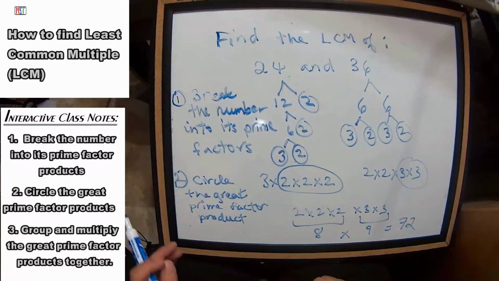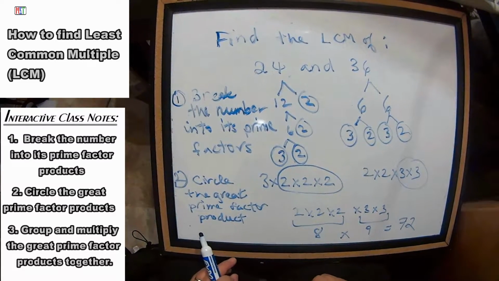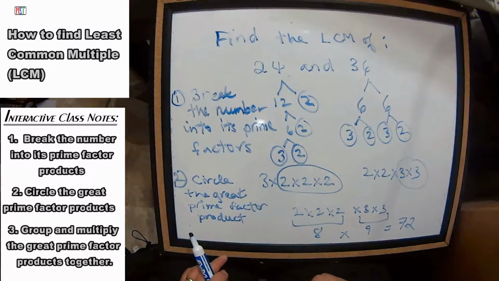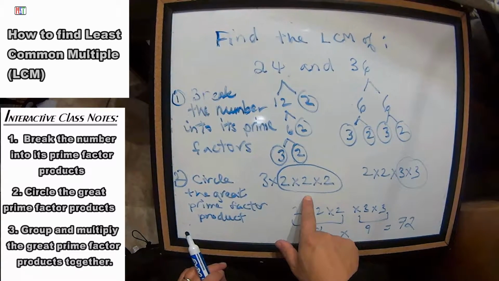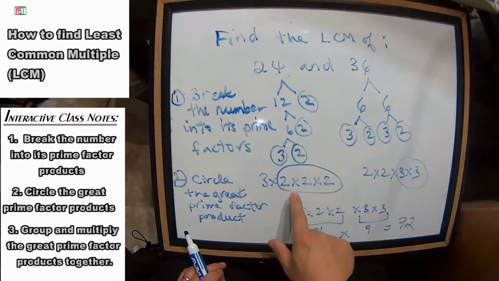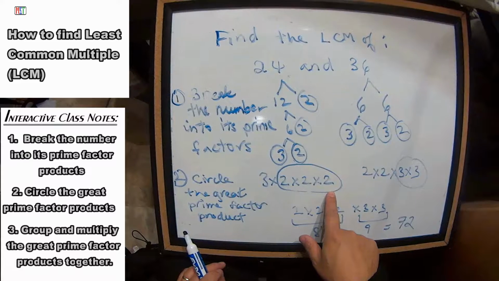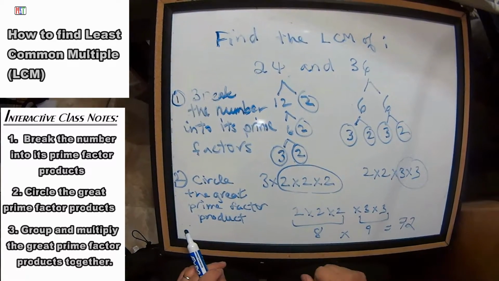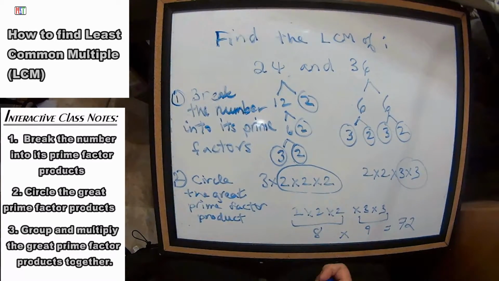Alright, so remember the steps. Break the number into its prime factors. Circle the greatest prime factor product. So for this number 24, if you compare it to 36, 2 times 2 times 2 is the greatest prime factor product. And then for number 36, it would be 3 times 3. Okay? Alright, let's do another question.